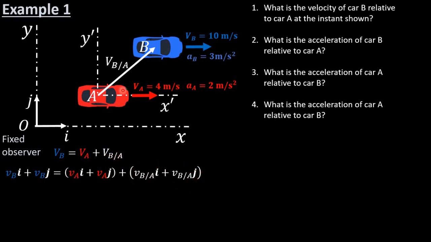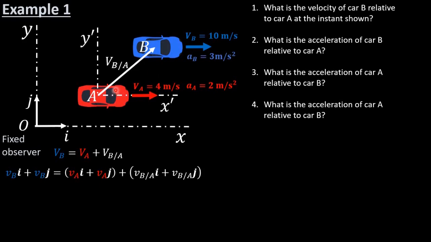So if we look at car A and car B, we can see that car A has a velocity of 4 meters per second in the i direction and nothing in the j direction. And car B has a velocity of 10 meters per second in the i direction and nothing in the j direction. The relative velocity between the two cars, even though it's pointing in this direction, has a component of 0 here, because the distance between the two cars in the j direction doesn't change.